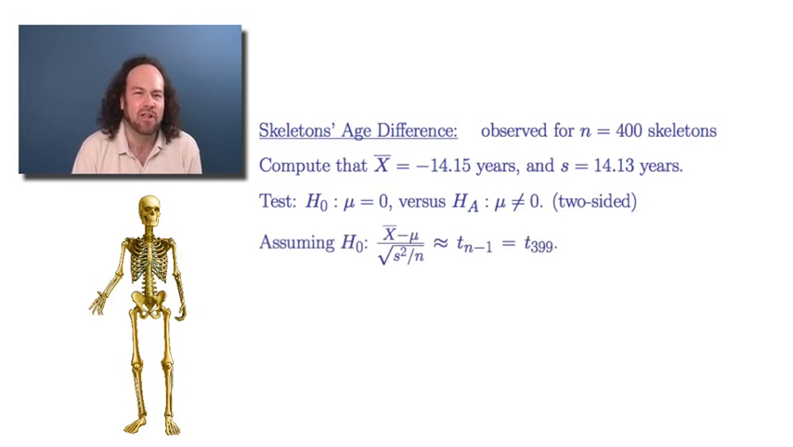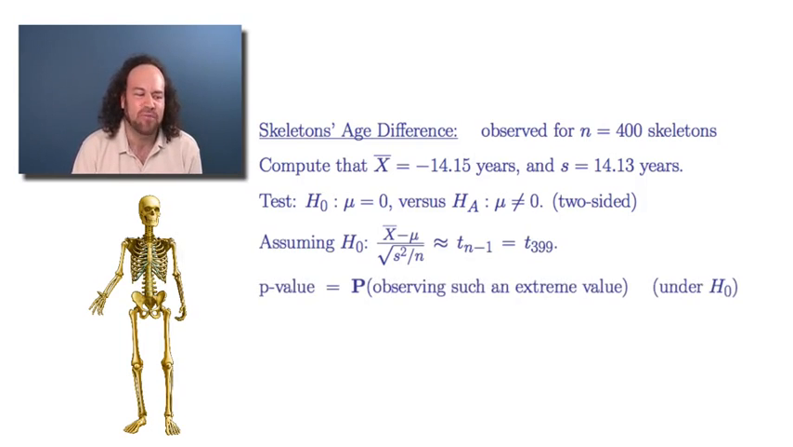Now, in the theoretical world, we know that x bar minus mu divided by the square root of s squared over n has approximately a t distribution with n minus 1 degrees of freedom. In this case, n is 400, so n minus 1 is 399.